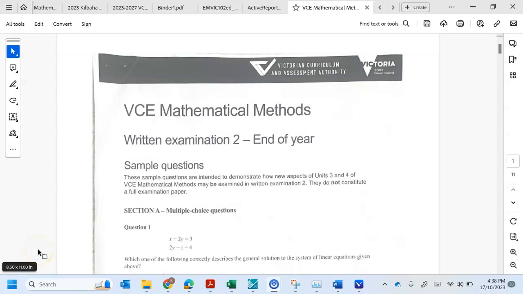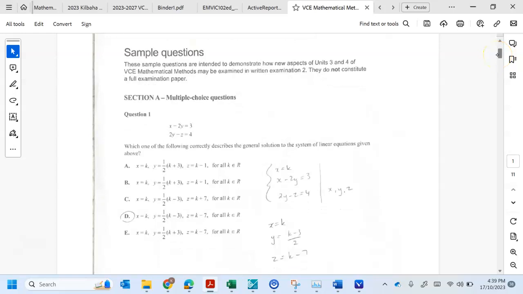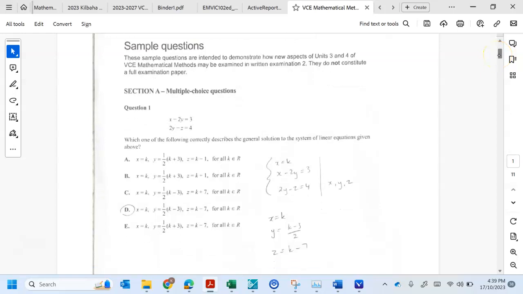Hey everyone, in this video we're going through the solutions to the VCA methods sample exam number 2. These are only sample questions, not indicative of what the actual exam is going to be like in terms of length. And also we know in exam 1 we saw Newton's method of approximation. We're also seeing it here. So whether it's going to be on both exams is hard to judge.